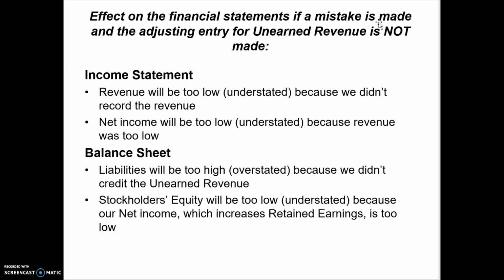And so it's important that we make this adjusting entry, because if we don't record the adjusting entry for the unearned revenue, the revenue on our income statement is going to be understated. Our net income will then be understated. If our net income is understated, then you go to the statement of retained earnings, and our retained earnings will also be understated. So on our balance sheet, stockholders' equity is going to be too low or understated because retained earnings was understated. Our liabilities will be overstated because it's going to look like we owe services that we don't owe anymore.